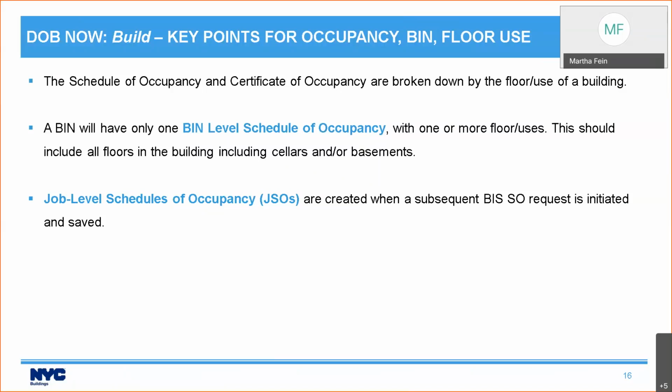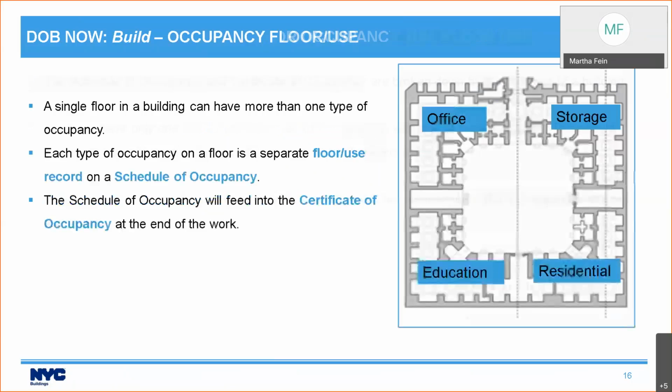Job level schedules of occupancy, JSOs, are created when a subsequent BIS schedule of occupancy request is initiated and saved. So now let's talk about floor use. Here's the basic concept. A single floor in a building can have more than one type of occupancy. So let's look at my sample floor chart.